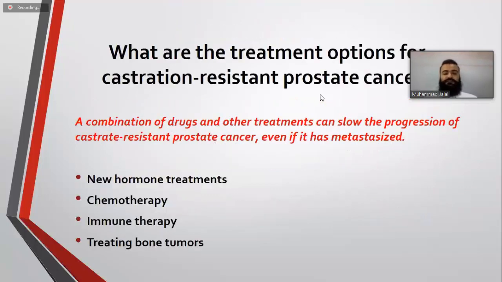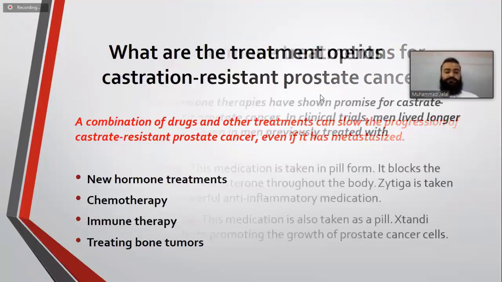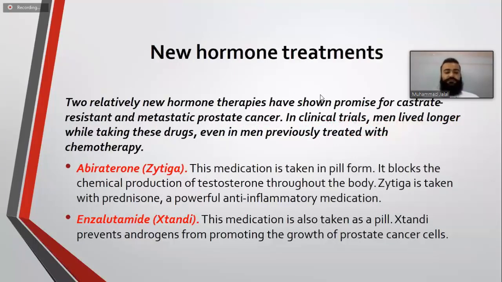What are the treatment options for castration-resistant prostate cancer? The combination of drugs and other treatments can slow the progression of castrate-resistant prostate cancer, even if it has metastasized. These include new hormone treatments, chemotherapy, immunotherapy, and treating bone tumors. New hormone treatments: 2 relatively new hormone therapies have shown promise for castrate-resistant and metastatic prostate cancer.